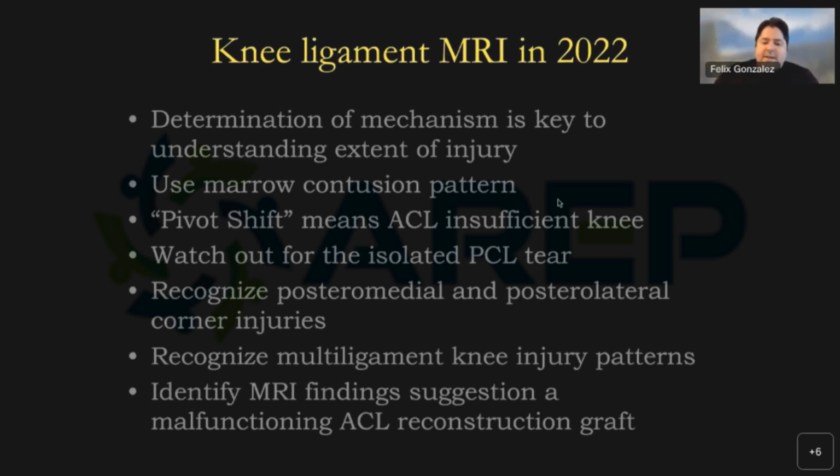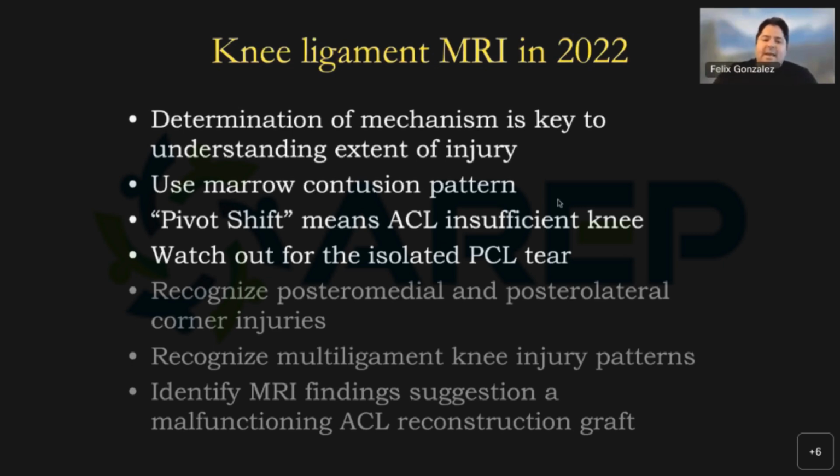And identify MR findings suggesting a malfunctioning ACL reconstruction graft. Look for impingement in the roof, bone formation and osteophytes there, the expansion of the tunnels, and the presence or absence of arthrofibrosis. So always look methodologically, create an algorithm of search, and then describe that in your report. All right, with that, I end my presentation.